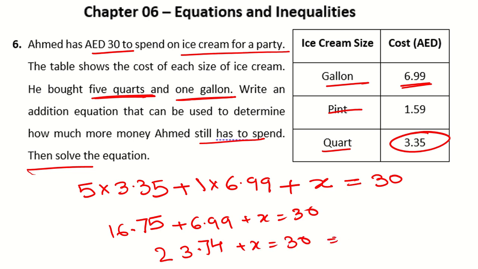So x will be equal to what? X will be equal to 30.00 minus 23.74. So just subtract it. 4 minus 0, not possible. So it will borrow and it will become 10. So 10 minus 4, 6. 9 minus 7, 2. Then 9 minus 3, 6. Okay. So 6.26 dirham still he will be left after buying 5 quarts and 1 gallon.